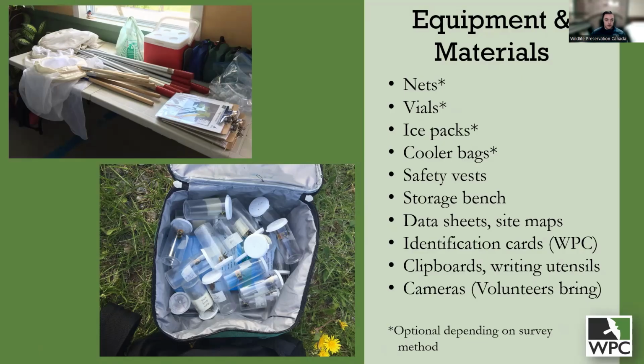Safety vests are great to have for volunteers, especially if you're surveying nearby to a road or on a road, or where there's other work being done, or simply just to help make the volunteers feel more at ease, knowing that people will look at them and identify that they are working, they're doing something. Safety vests are a good idea. A storage bench, and this is where you can keep data sheets and site maps, ID cards, capture materials and equipment like nets and vials, a clipboard with writing utensils to help volunteers manage program documents and find their way around and also fill in their data sheets.